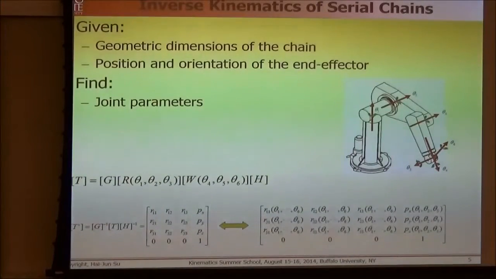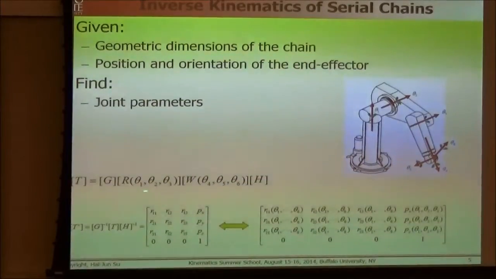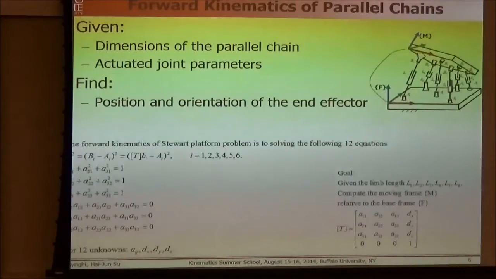So here is one slide on the kinematics of a serial chain. Given the position and orientation of the end-effector, finding the joint angles is the inverse kinematics problem. Here you have six joint axes, and the end-effector is described using a homogeneous matrix. Your goal is to find the angles theta 1 to 6. That is called the inverse kinematics problem.